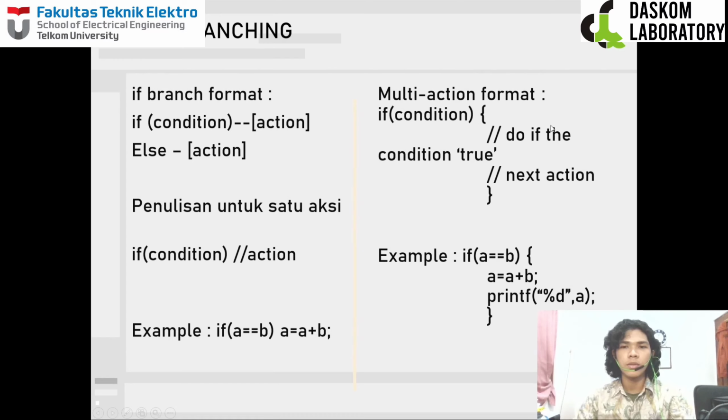The next is the multi-action format. If condition, do the action if the condition is true, and do the next action. For example, if A is equal to B, then do A is equal to A plus B, and output or printf with an integer %d of variable A. It will output the value of A. Remember to close the if condition for the multi-action format with this comment. Okay.